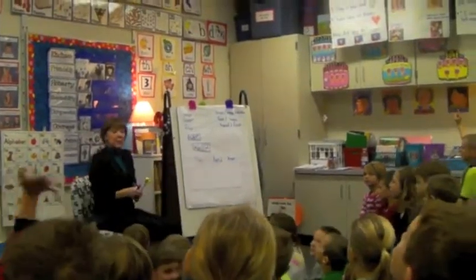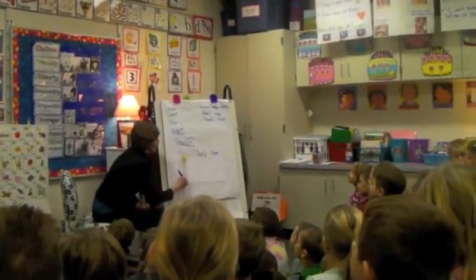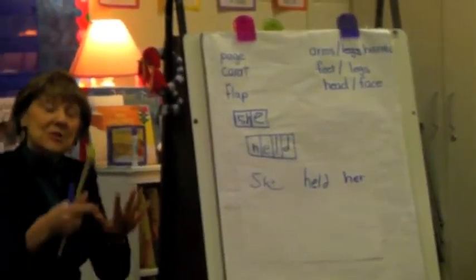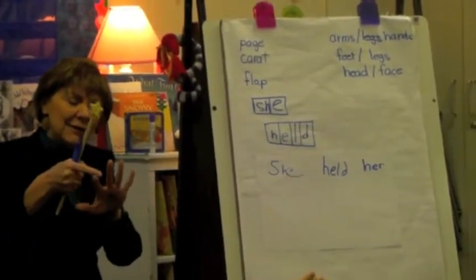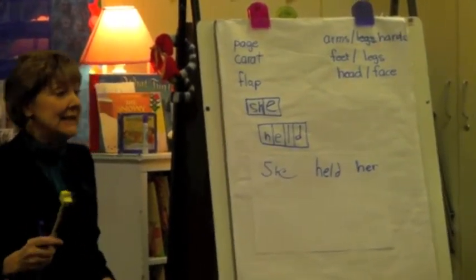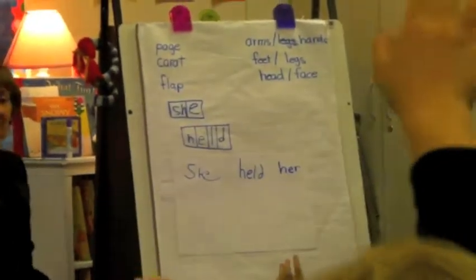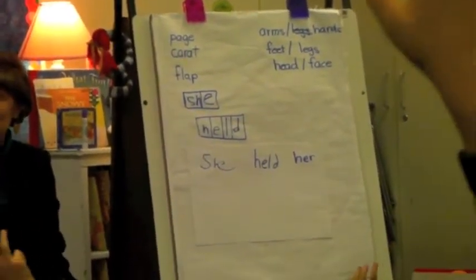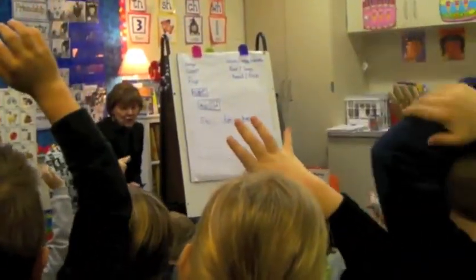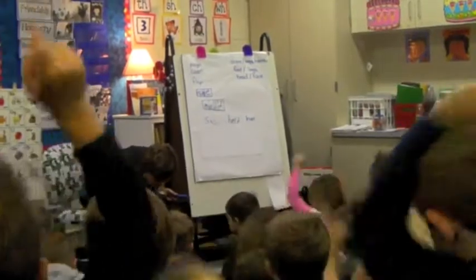Can you help me read what we have so far? She held her. She held space. Her space. Dad's. Dad. Let's start out with the word dad. Dad. And you know, that's a word you have on your word wall. So can you write it as quick as you can on the floor? Write it on the floor.